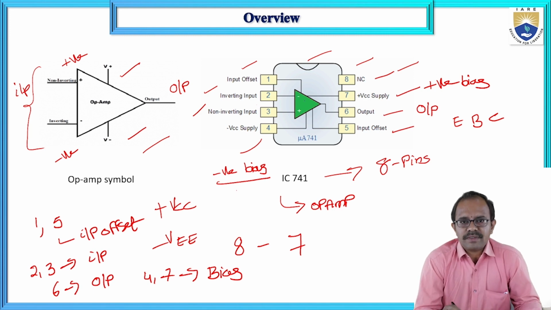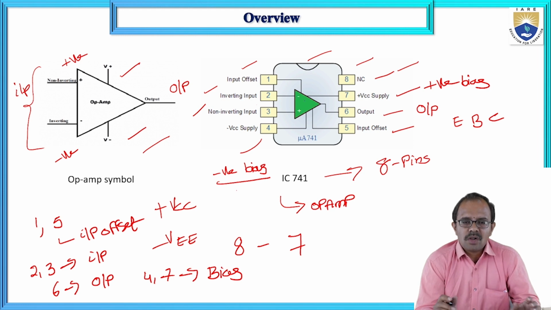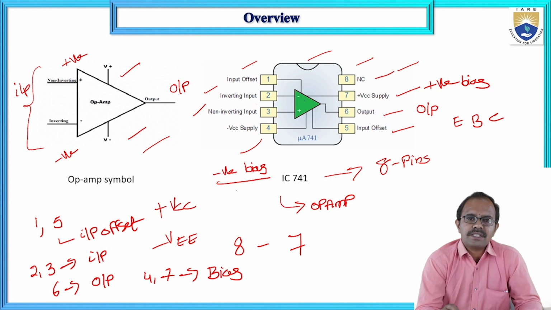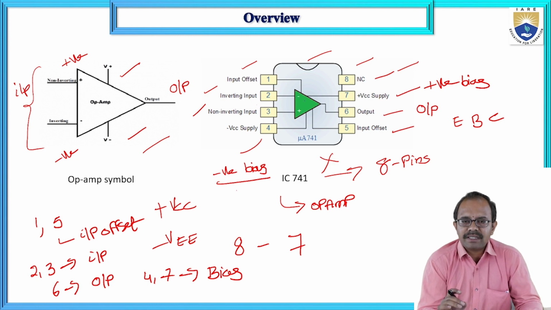So this pin configuration should be remembered and understood as per the circuit configuration. As per the circuit configuration, one can provide these connections. Violation of any of these rules, the rules being the pin configuration, means the immediate thing is the IC will stop working. That means it will easily get burned.